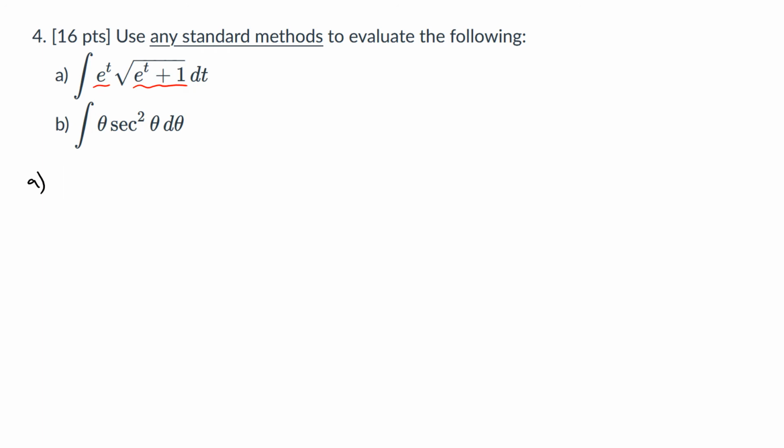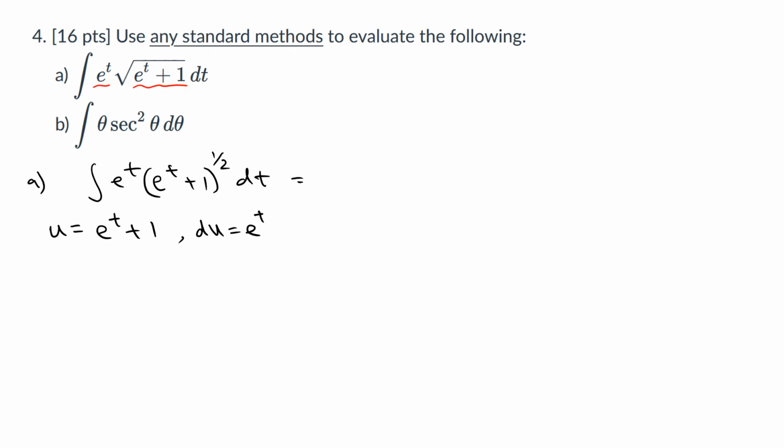So we can use a substitution for the first one. So I'm going to rewrite the problem. It is the integral of (e^t plus 1) to the 1/2 dt. And the substitution was u equal e^t plus 1. And you can see the derivative is simply e^t dt. So that means this problem is simply going to be u to the 1/2 du.